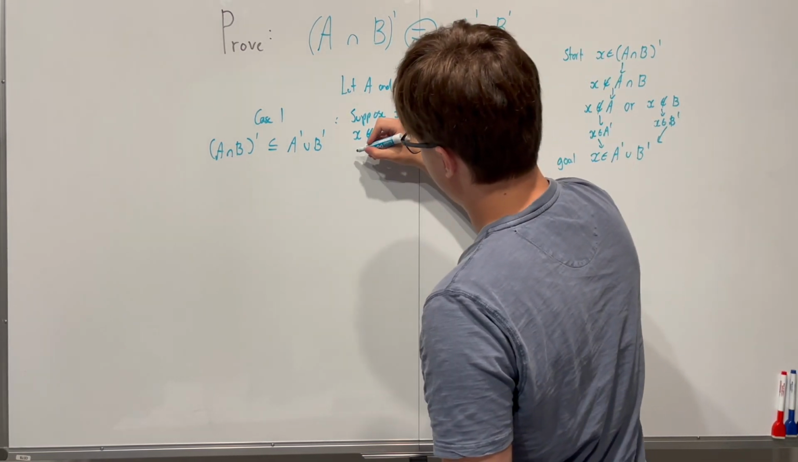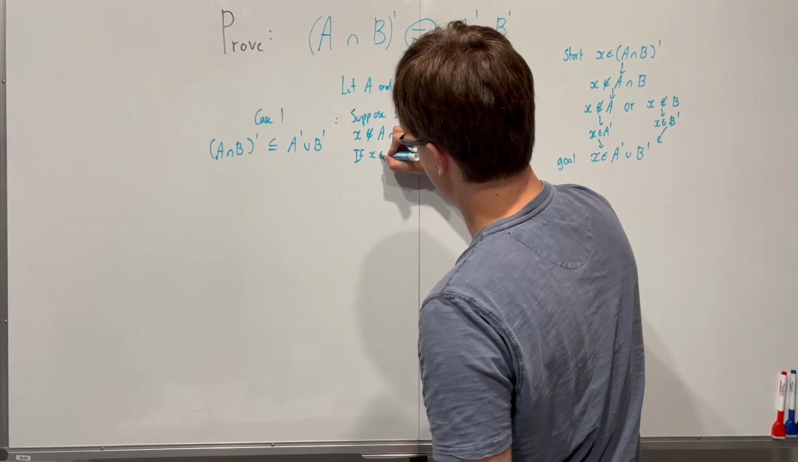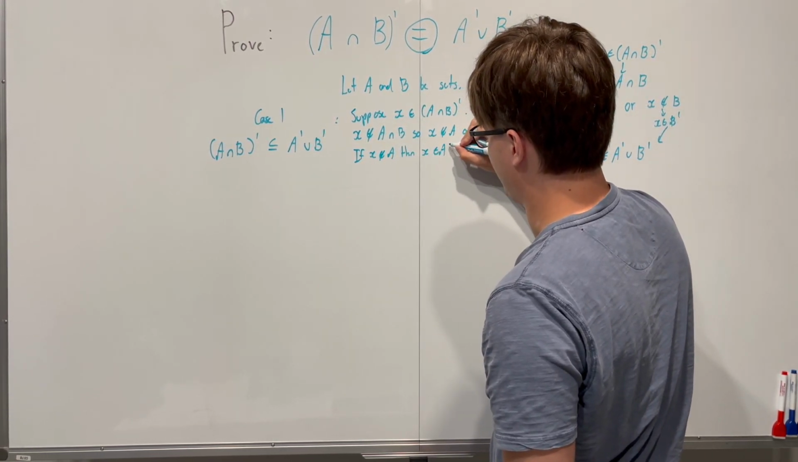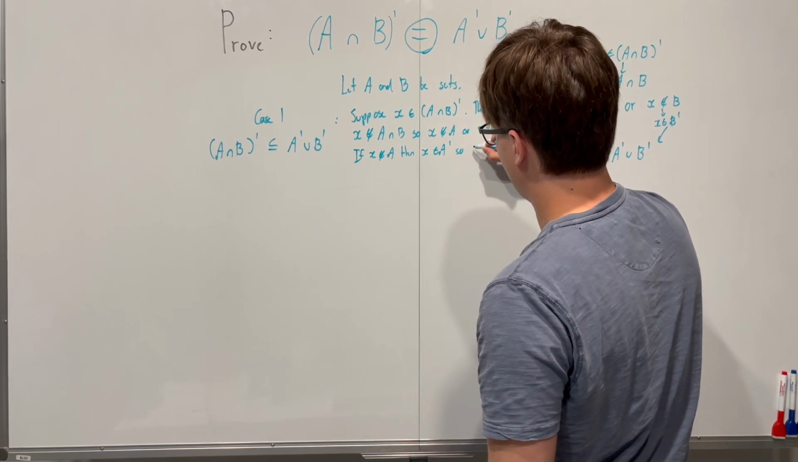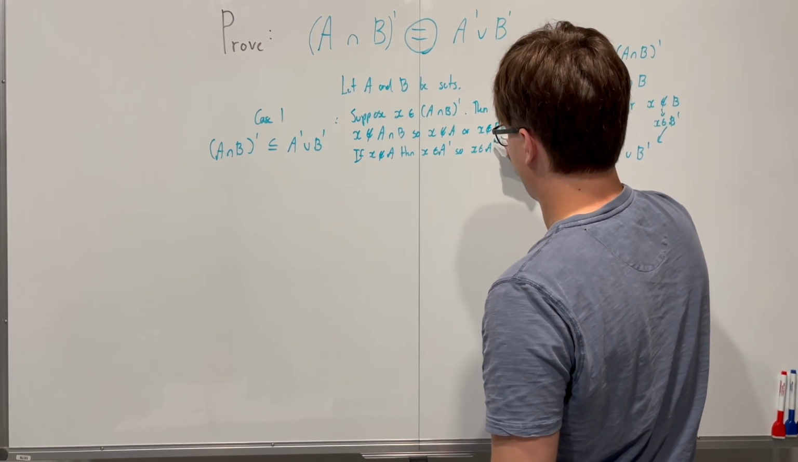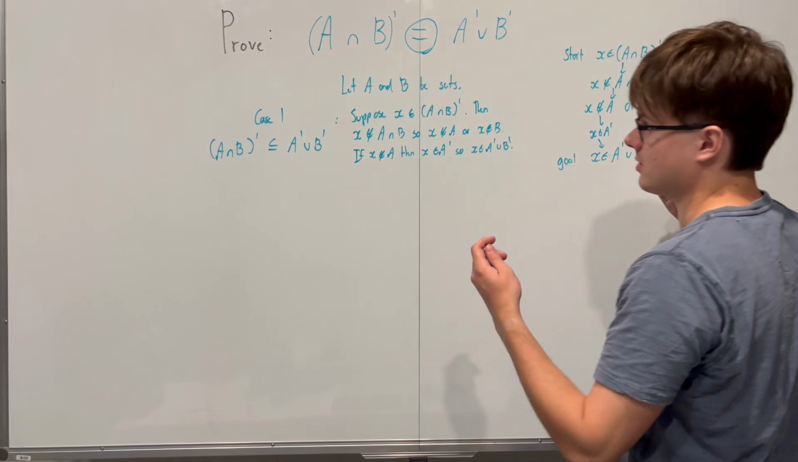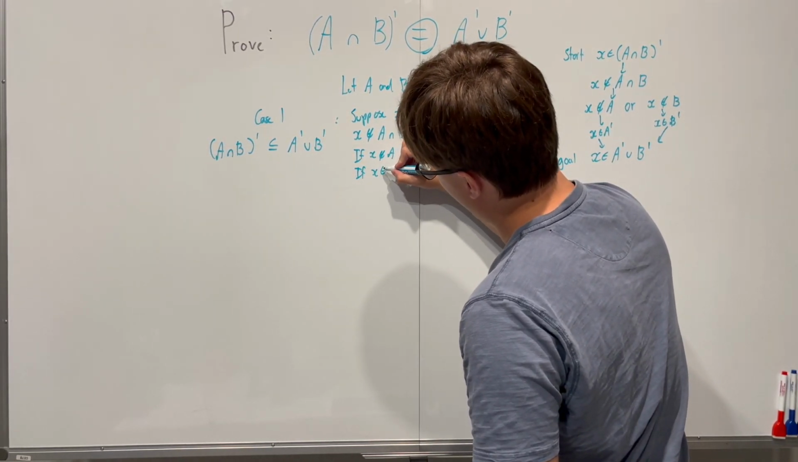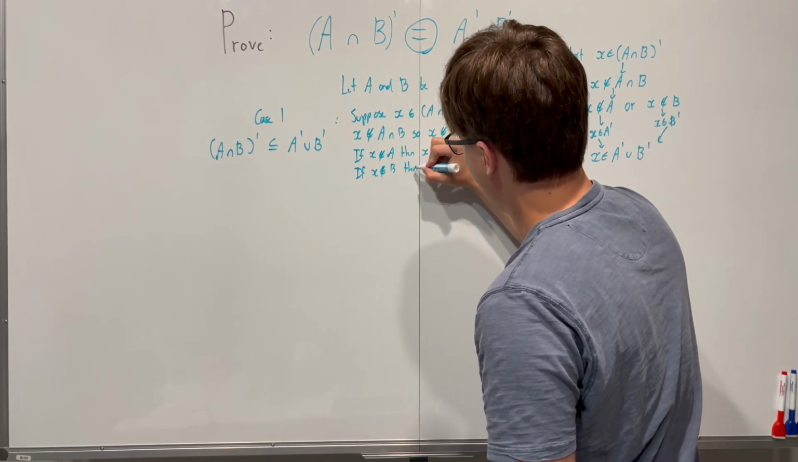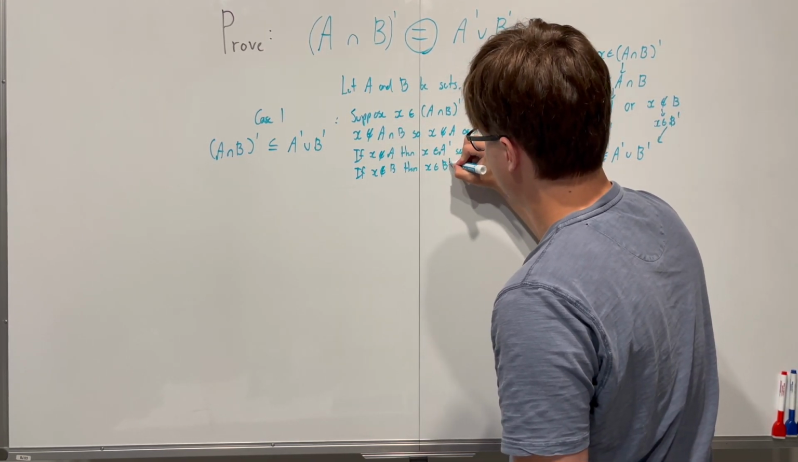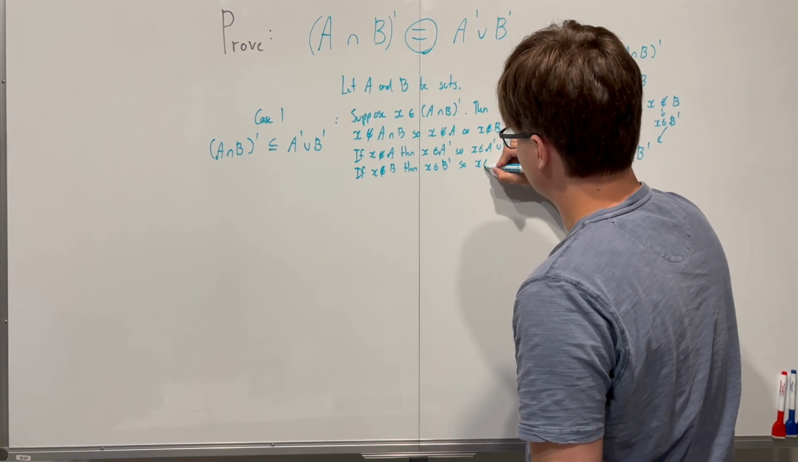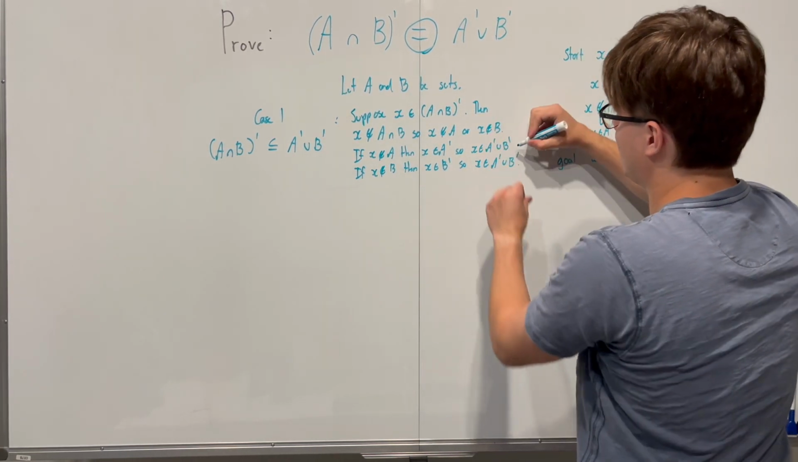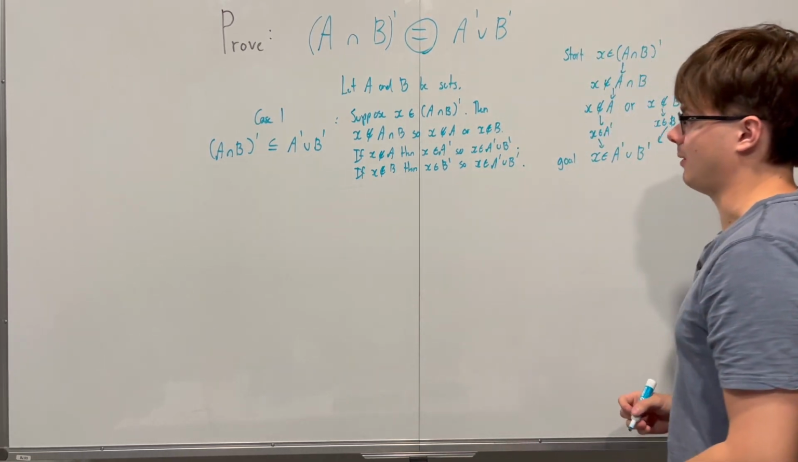We say that if X is not an element of A, then X is an element of A complement, so X is going to be an element of A complement unioned with B complement. There we go. And then in the second case, if X is not an element of B, then X is an element of B complement, so X is an element of A complement unioned with B complement. This looks like an exclamation mark, but you should know it's just supposed to be a full stop like so.